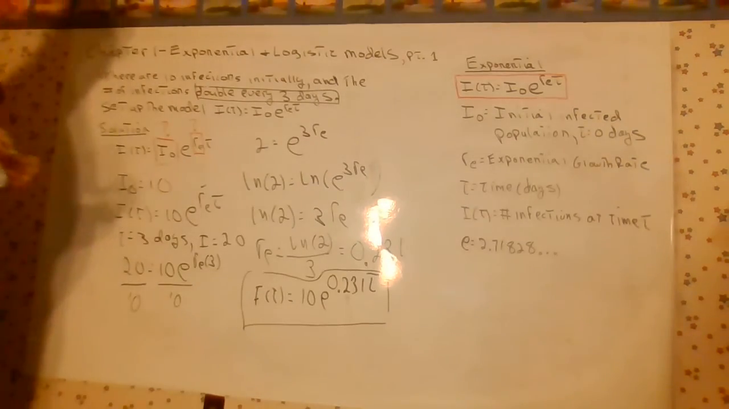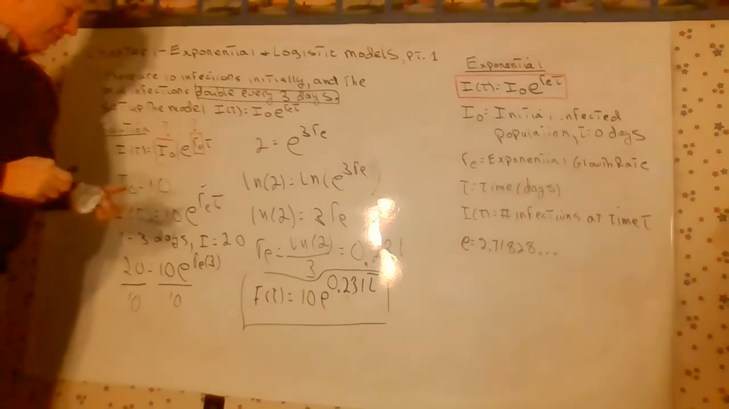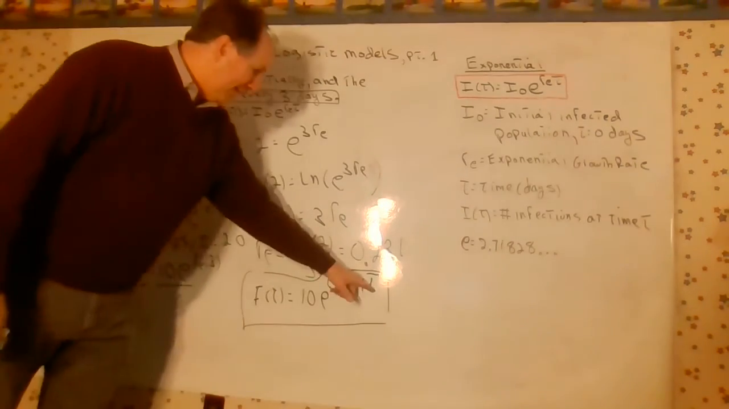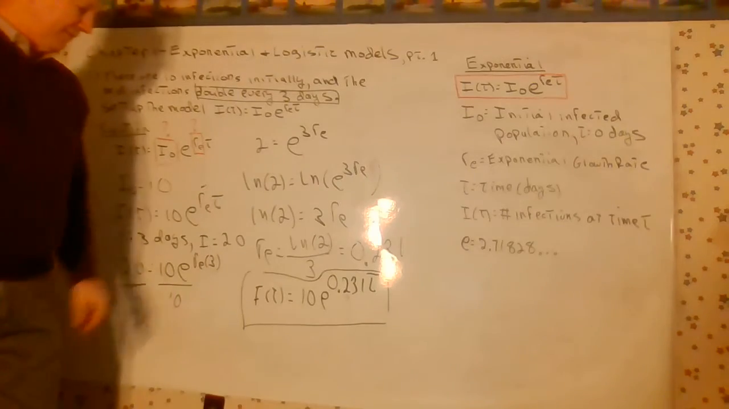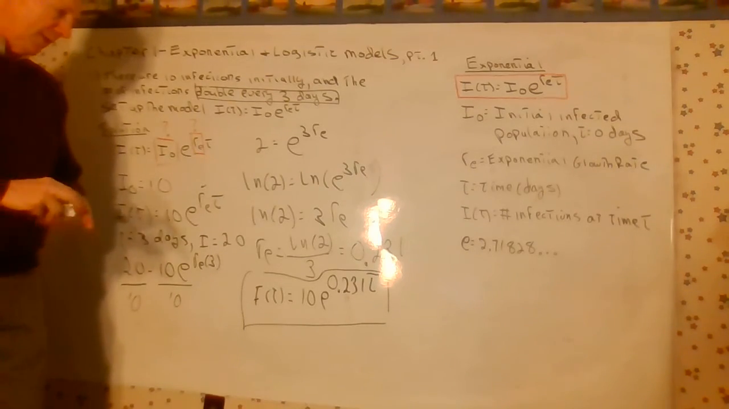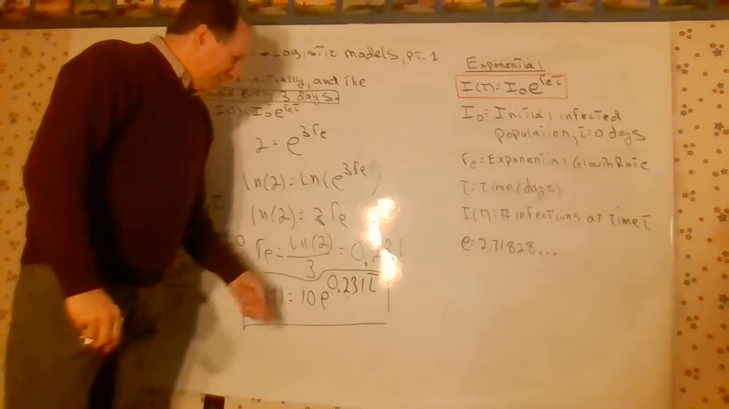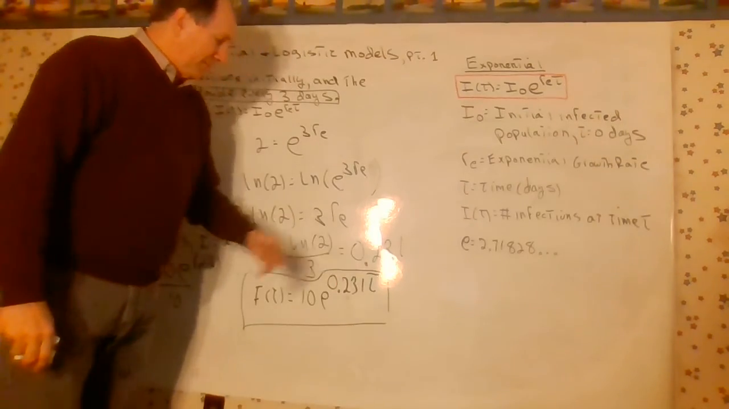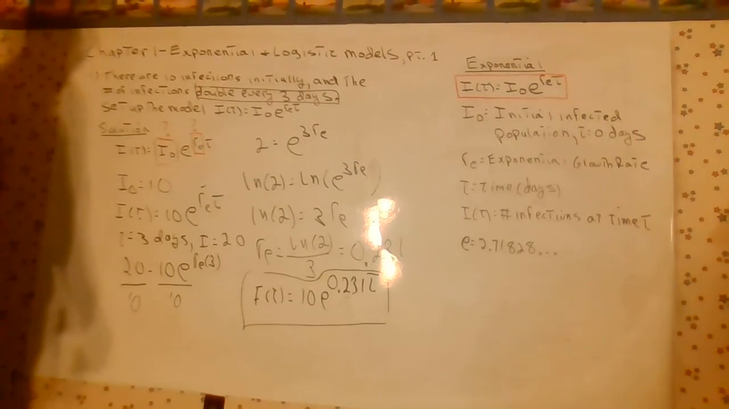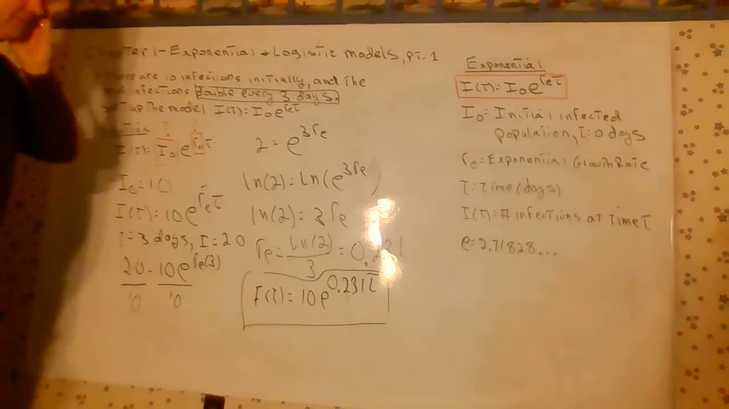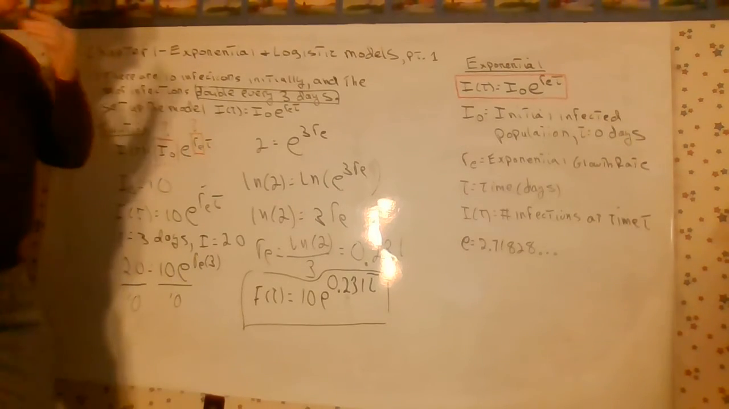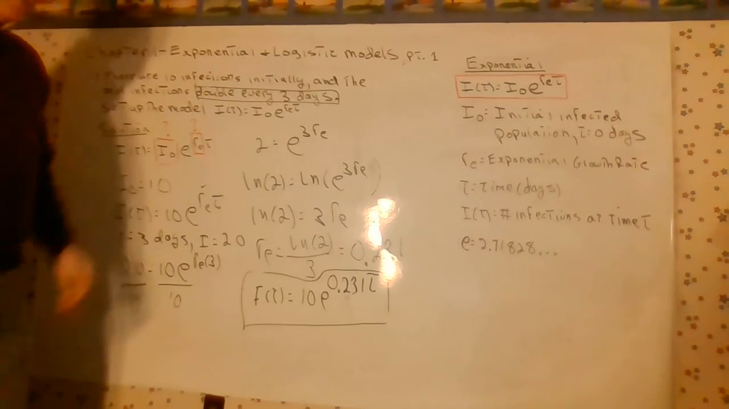What good is it? Well, we can use it to predict the future. Given a time value, we can calculate and find the number of infections. Or, given a number of infections, we can figure out what time value will produce that. So the whole goal of a model for a pandemic is to figure out what's going to happen in the future so we can act accordingly.